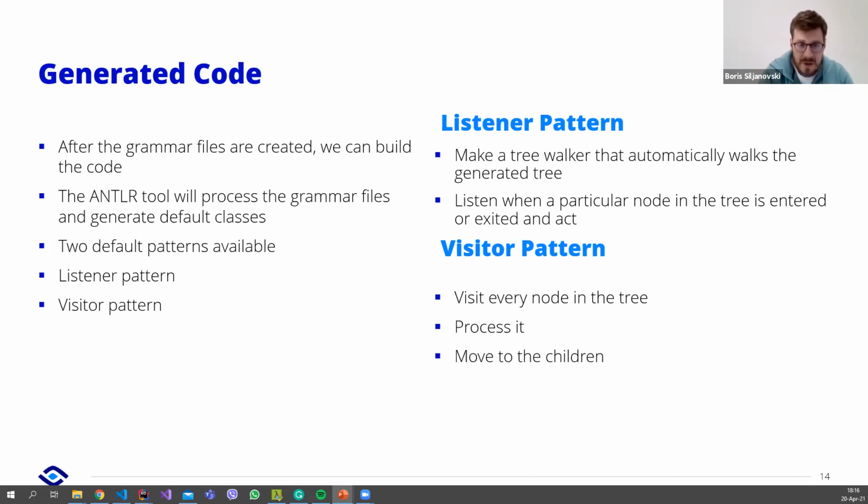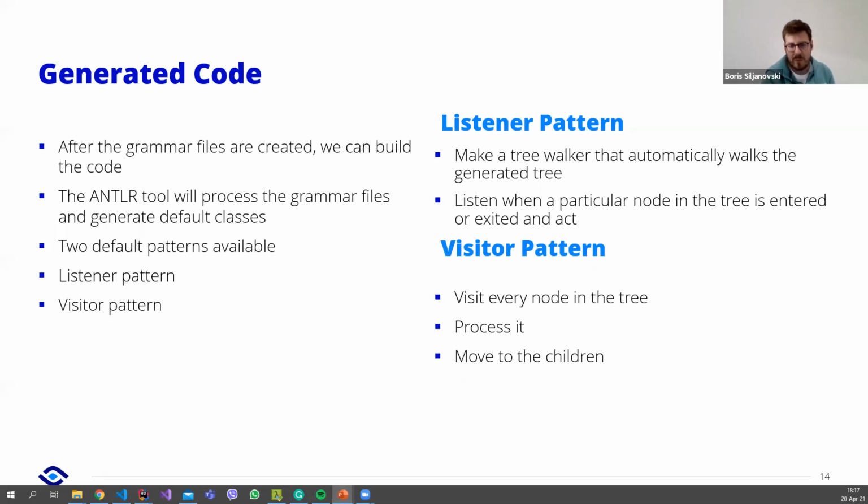There are two patterns available out of the box provided by ANTLR: the listener pattern and the visitor pattern. With the listener pattern, we walk the tree and listen for events. When the tree walker finds a node, it enters the node, and when it exits the node, it triggers an event. On the other hand, the visitor pattern walks the tree, and once we encounter a node, it invokes the appropriate function, and then we process it depending on what we need.